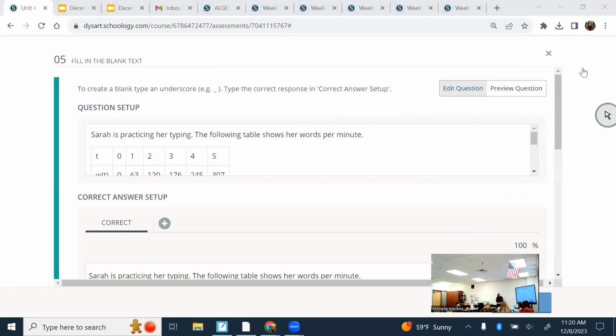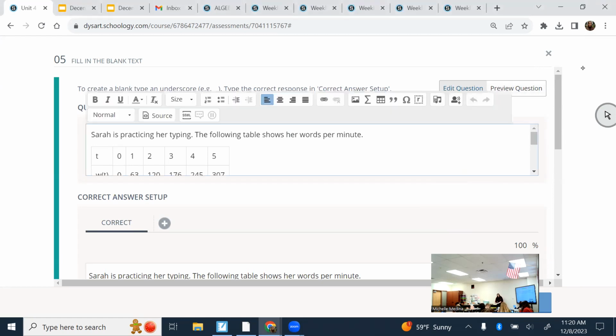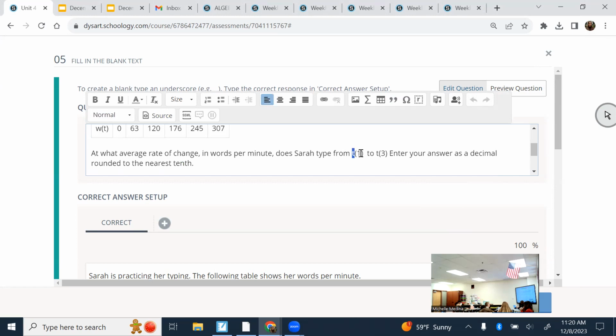So Sarah's practicing her typing. I do think I need to fix the typo on here. Let me fix the change. Still doesn't affect the answer, but it might just affect how you read it. It should say W. Or maybe I'll just make it be, yeah, I'm gonna put it as a W.